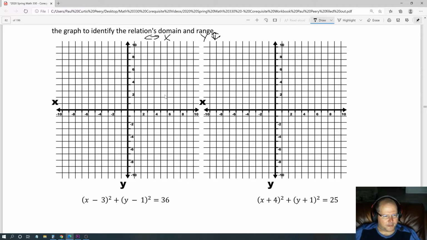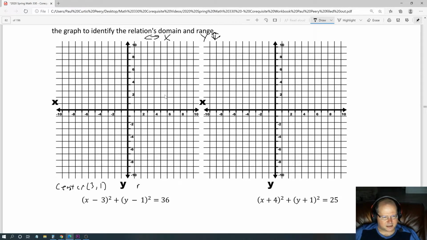All right, so remember it's the opposite looking effect, right? So the center is going to be the opposite of the x's, so instead of -3, it's going to be +3. And they're going to have the opposite of the modifier for the y, so it's going to be a +1. So we know what the center is.